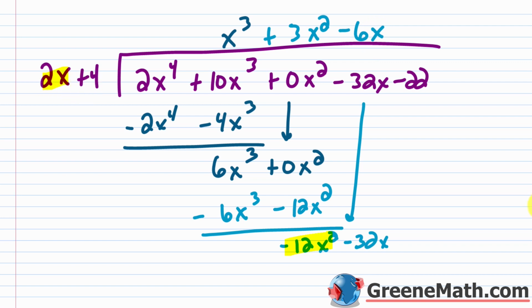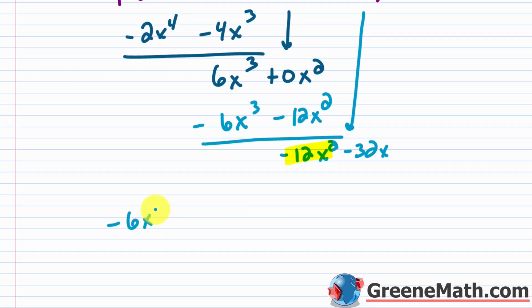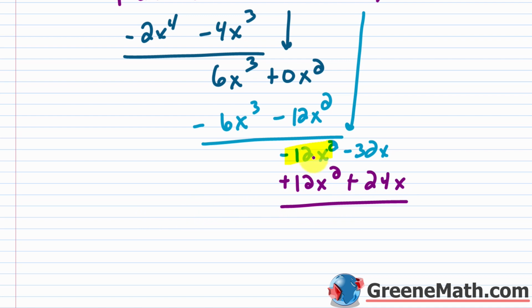So let me write this down here. Negative 6x times the quantity 2x plus 4. So let's do negative 6x times 2x. That's going to give me negative 12x squared. And then negative 6x times 4, well, that's going to be negative 24x, because 6 times 4 is 24, and then x comes along for the ride. So let's get rid of this. And then I'm going to change this to plus and this to plus. So negative 12x squared plus 12x squared is 0. Negative 32x plus 24x is going to be negative 8x.